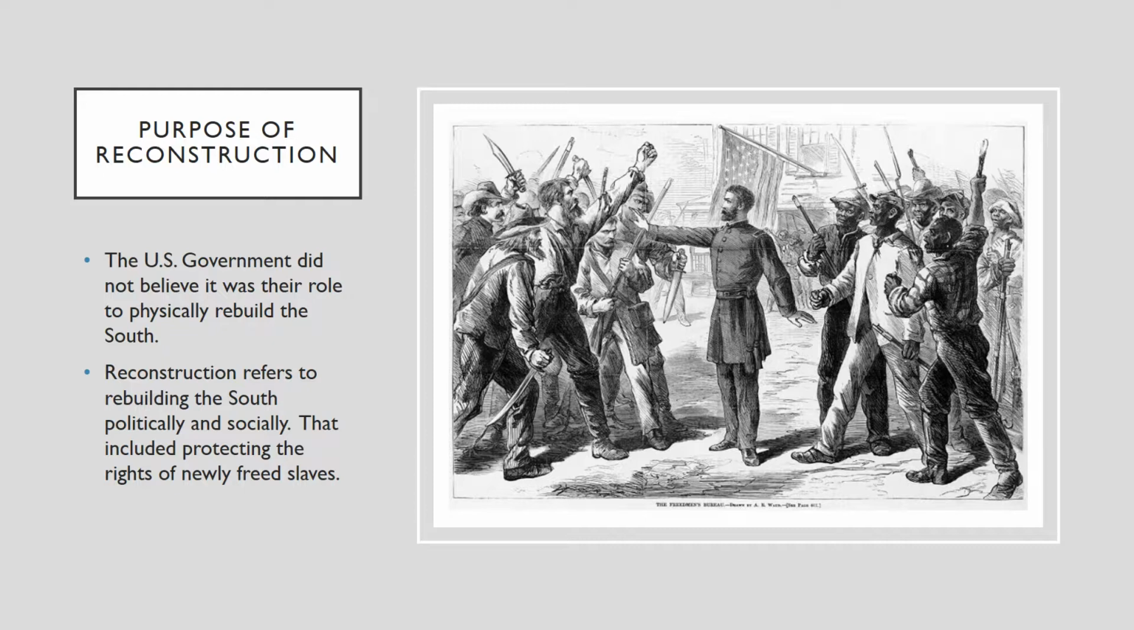Of course, we know from the previous chapter that Sherman has come through the deep parts of the South, Atlanta, Savannah, Columbia, South Carolina, and has burned and destroyed much of it. So the plantation system is gone, farms are destroyed, buildings are in ruins, and yet the U.S. government did not see it as their role to rebuild it. They viewed that as a role of the individual states to do so. And of course, those individual states are devastated from the war as well, so it's going to be very difficult for them to rebuild.